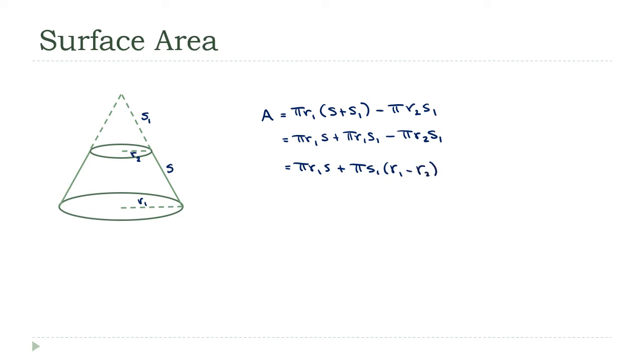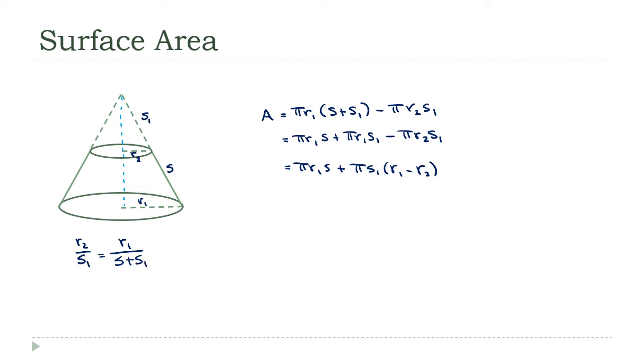Okay, so how am I going to get rid of that S1? Well, I'm going to do some similar triangles over here. If I draw this altitude, I get two right triangles, right? And those right triangles are similar. So I know that R2 over S1 is equal to R1 over S plus S1.